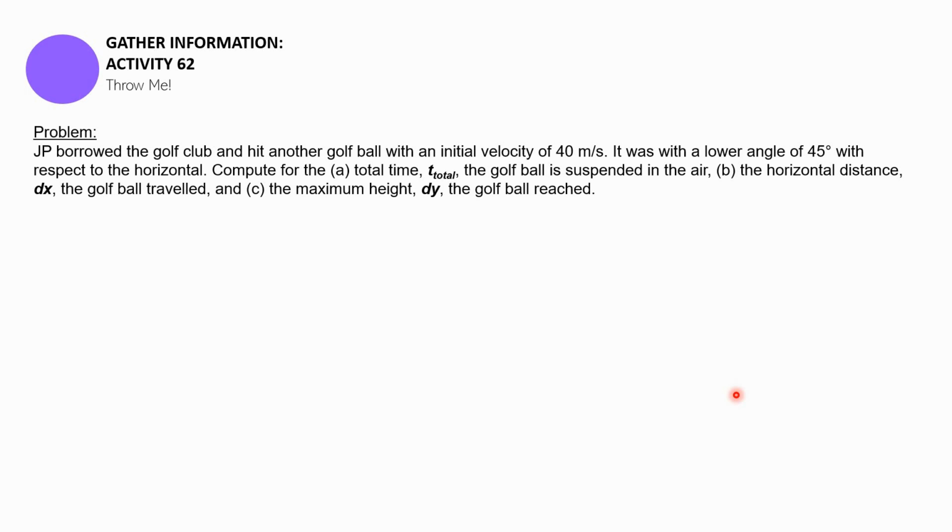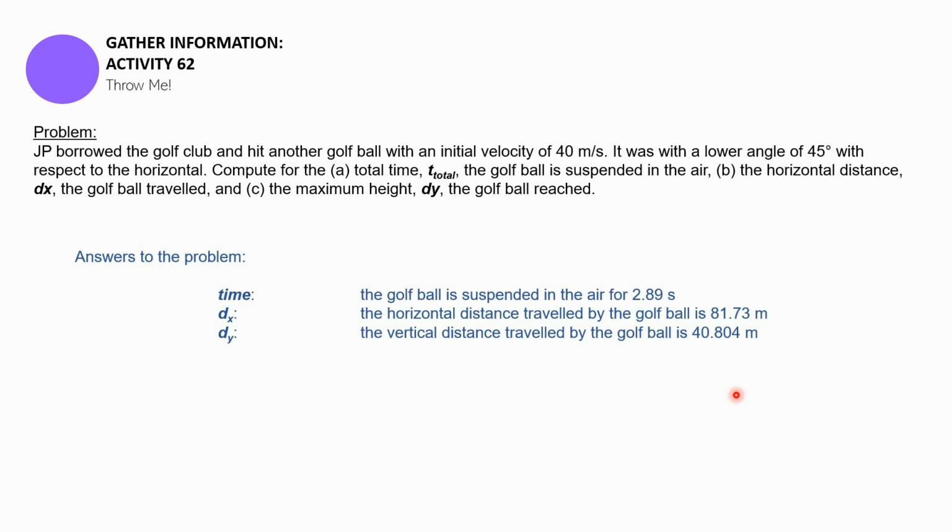Are you through? Okay. So the answers to the problem are the following. For the time, the golf ball is suspended in the air for about 2.89 seconds only. And then the horizontal distance traveled by the golf ball is about 81.73 meters. Okay, and then the vertical distance naman traveled by the golf ball is around 40.804 meters or 40.81 meters. Did you get these answers correctly?